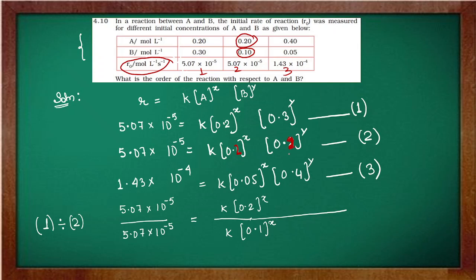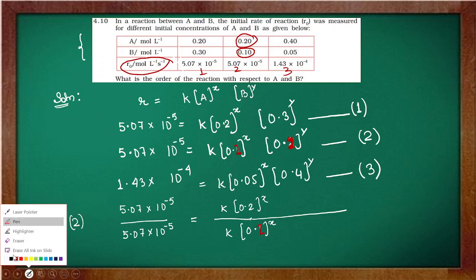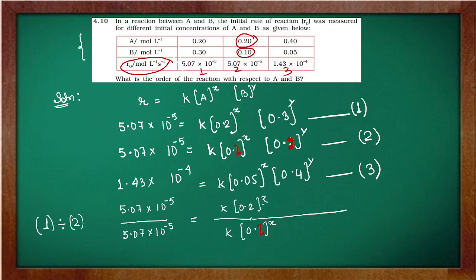So now, while solving this, we have to take those equations which will cancel out any of the variables. So if I am dividing 1 by 2, I will get 0.2 power x. Then just write the remaining one. The remaining one will be 0.3 to the power y, and this will be 0.1 to the power y, the concentration of B. Now this value will cut off, this value will go.